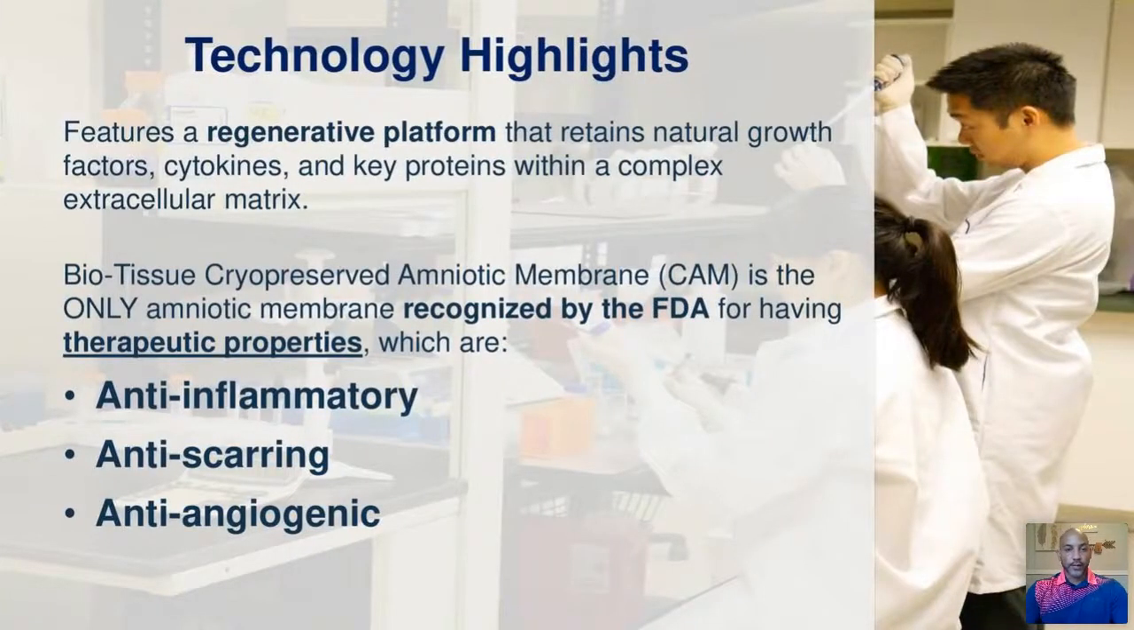So what cryopreserved amniotic membrane does is feature a regenerative platform that retains natural growth factors, cytokines, and key proteins with a complex extracellular matrix. The cryopreserved amniotic membrane, also ProCara, is the only amniotic membrane recognized by the FDA for having therapeutic properties. That's a big differentiator for us. The therapeutic properties that were FDA designated are anti-inflammation, anti-scarring, and being anti-angiogenic.